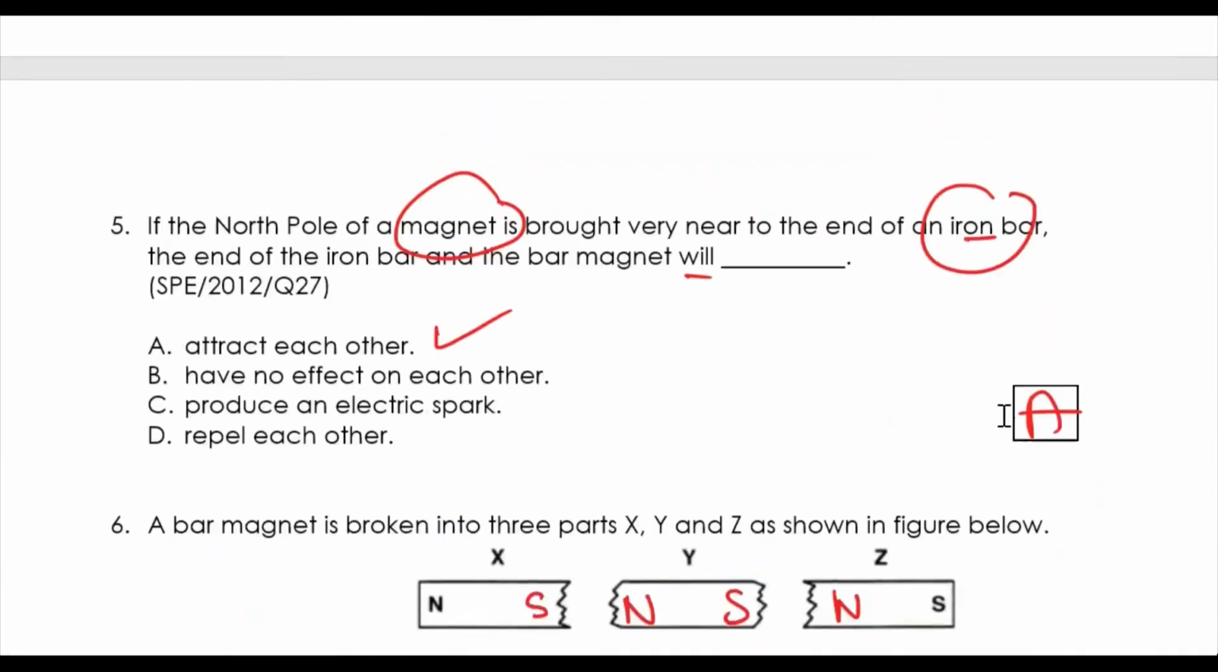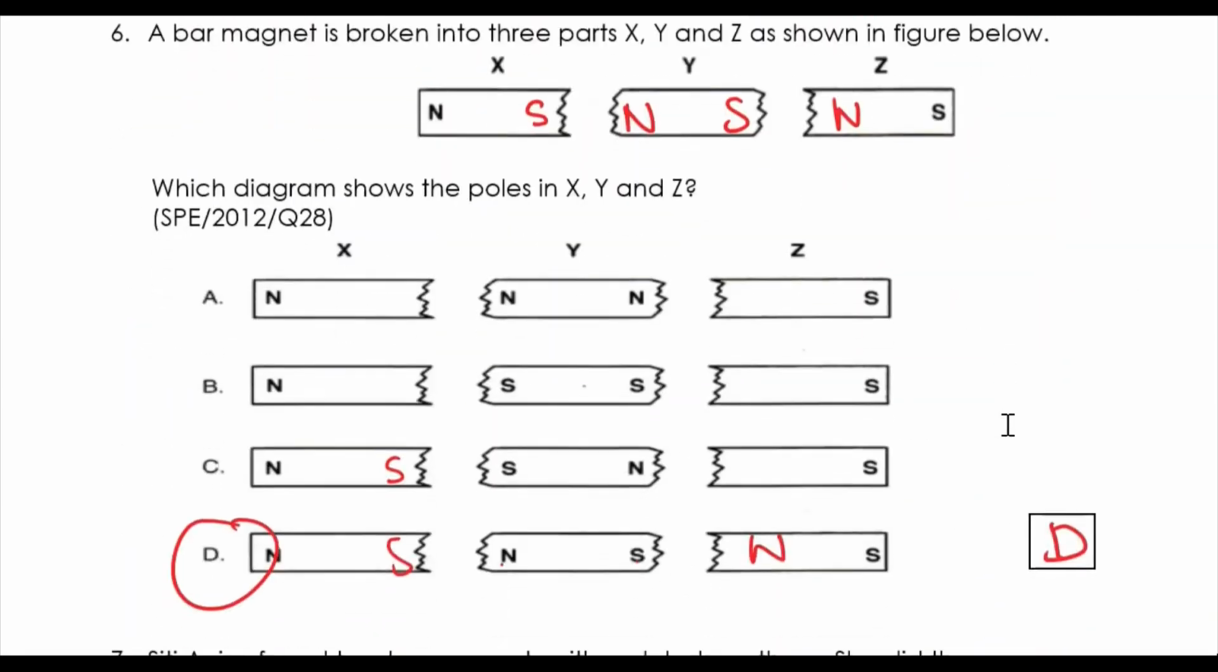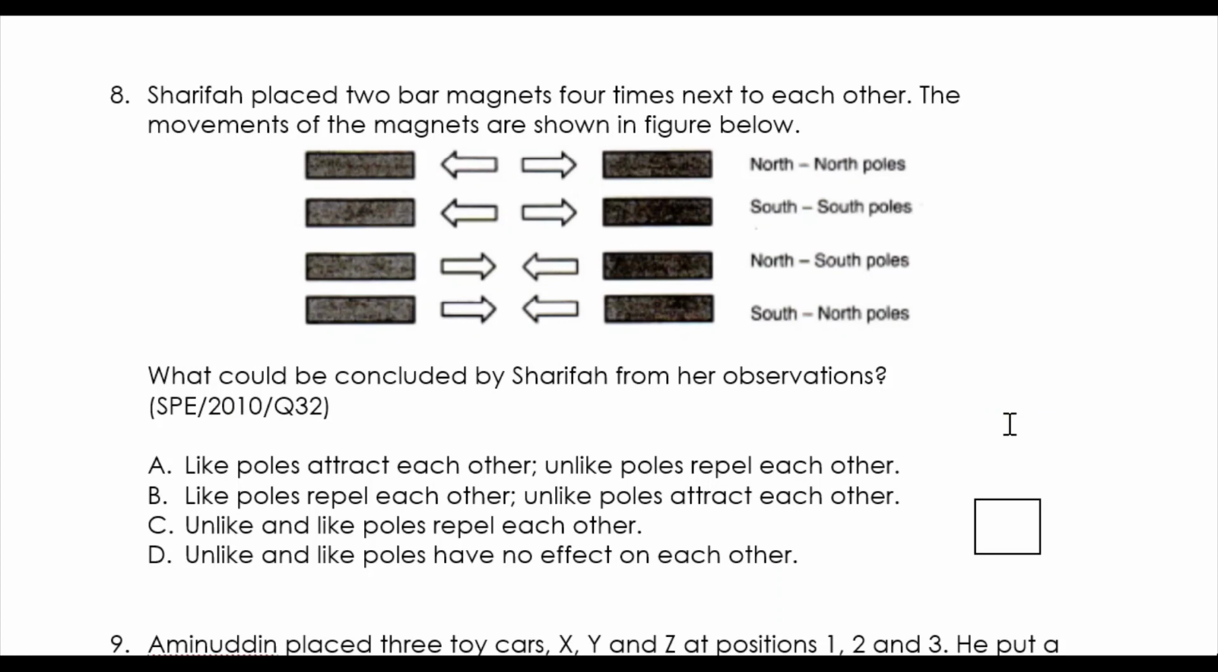So that is page 1, 2. Okay, so now we're moving on to page 3. Sharifa placed 2 bar magnets 4 times next to each other. The movements of the magnets are shown in the figure below. What could be concluded by Sharifa from her observations? So you can see here north and north poles next to each other, and they are repelling. South and south poles as well repelling. And you have north and south poles attracting, and north and south poles attracting.